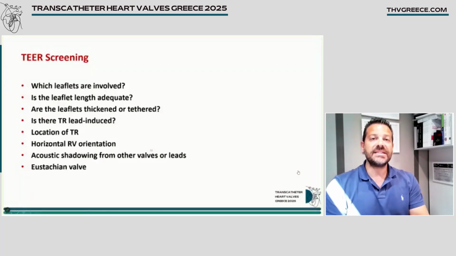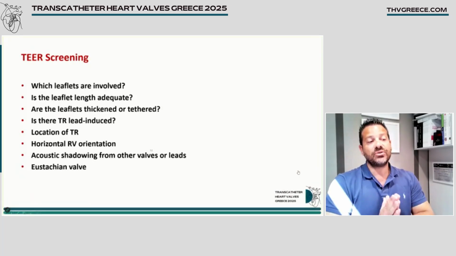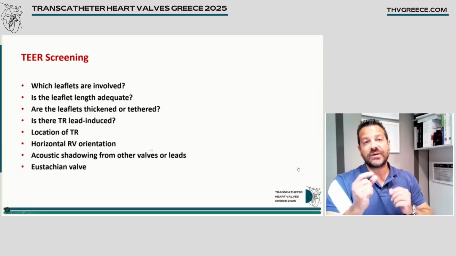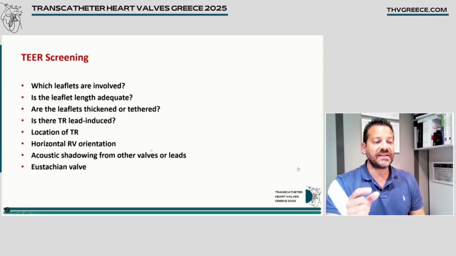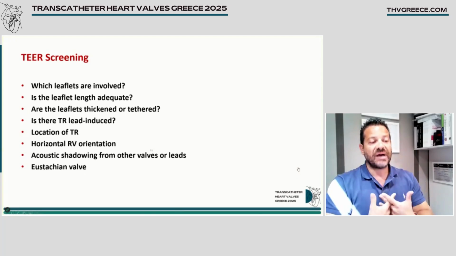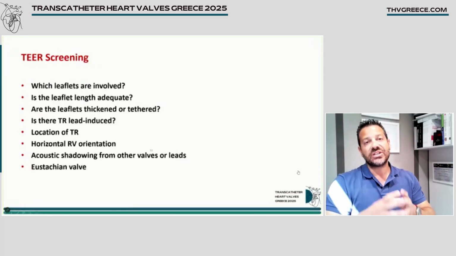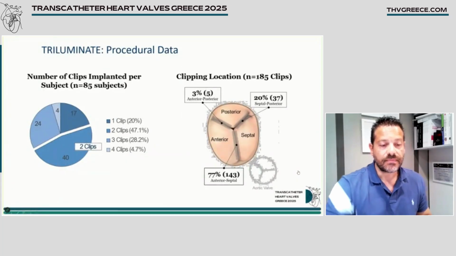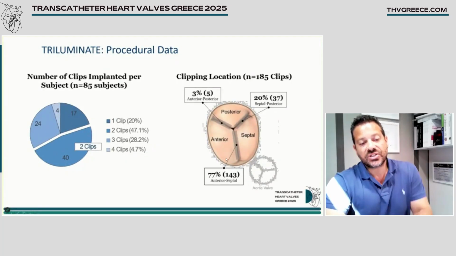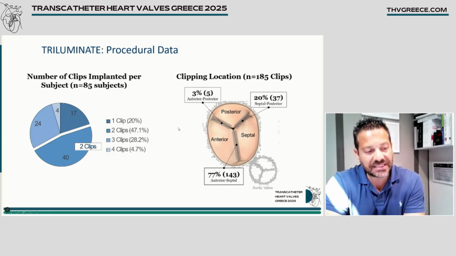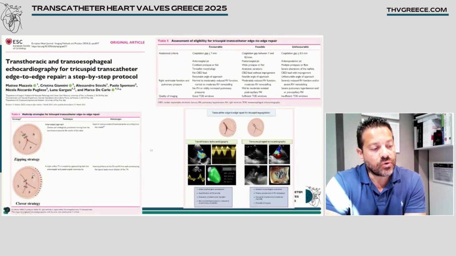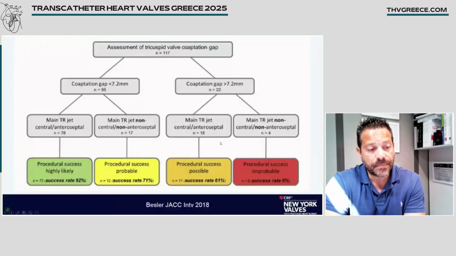But when we have routine cases that are screened for edge-to-edge repair, we need to check which leaflets are involved, if we have a good length of the leaflets, what is the gap between the leaflets, if we have huge tethering, if we have leads, the location of TR, that a horizontal right ventricle is also important, and if we have good imaging quality. Most of the clips are implanted between the anteroseptal leaflets according to the TriLuminate study, and we can also clip the anteroposterior or posteroseptal leaflets as well and create a triple orifice tricuspid valve according to the jet location, of course, and the experience of the operator.